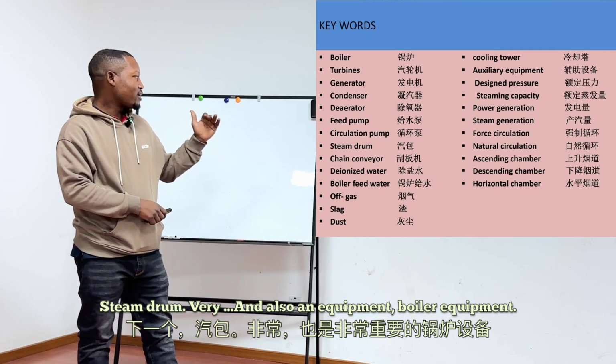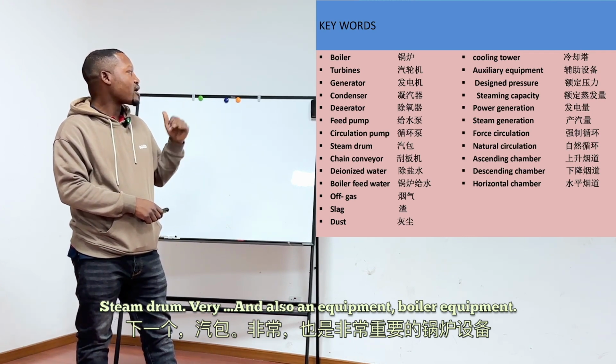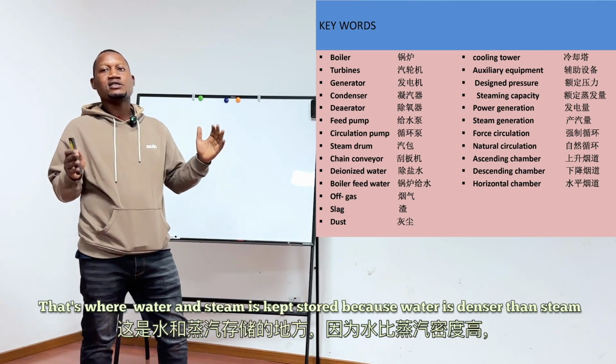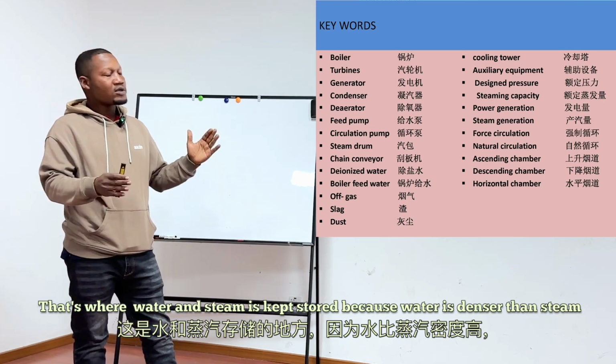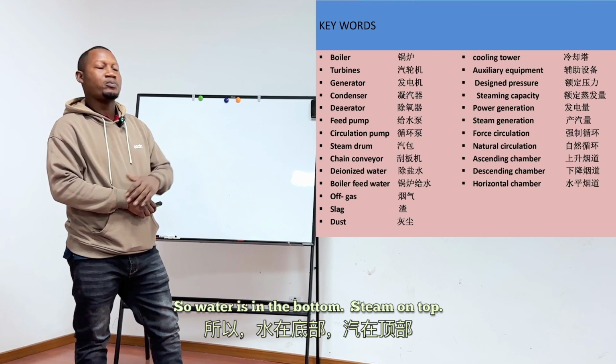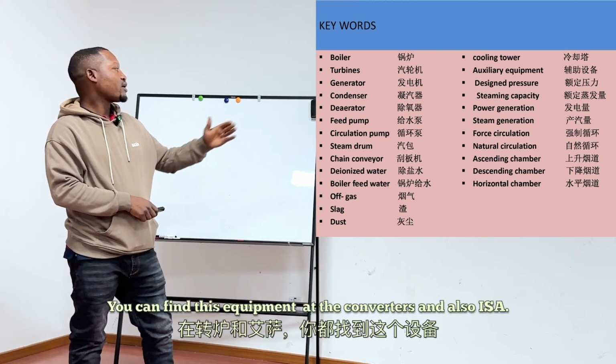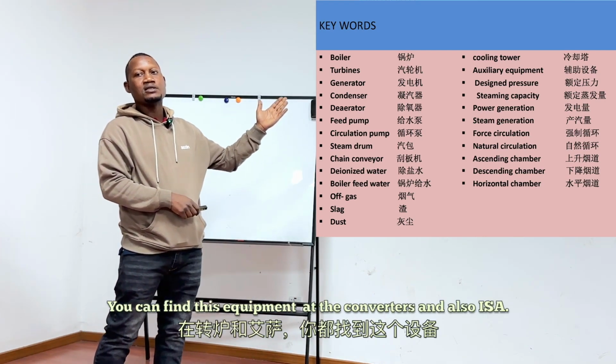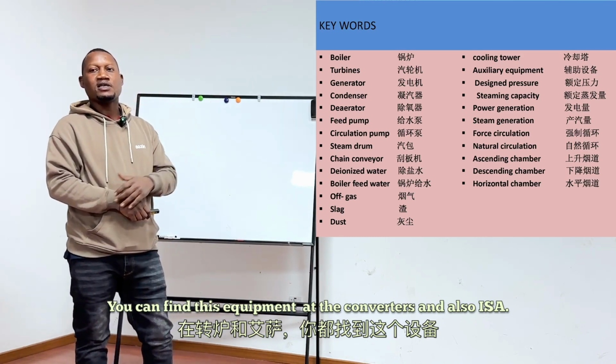Steam drum is also boiler equipment. That's where water and steam are stored, because water is denser than steam, so water is at the bottom, steam on top. The next word, chain conveyor. You can find this equipment at the converters and also at ISA.